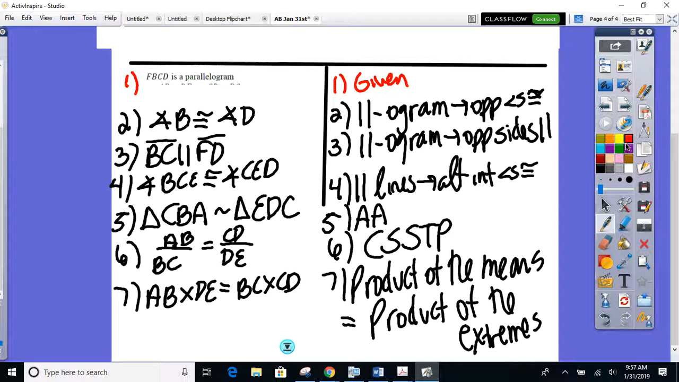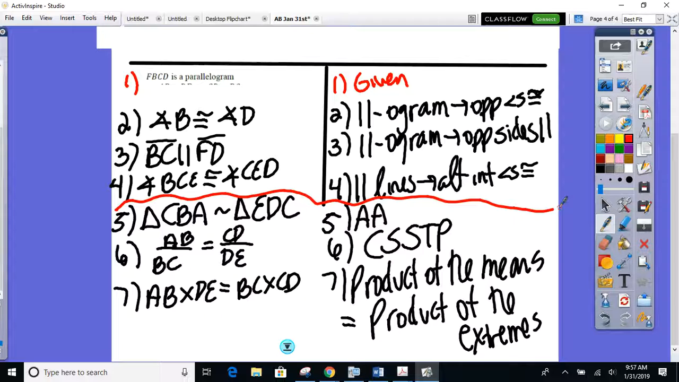Guys, please, please, please make sure we know the correct order here for tomorrow. Am I going to go all the way to means and extremes? Maybe. Am I going to go all the way to CSSDP? Maybe. But just make sure you know the order it's got to go in and the statement that's got to go with it. Questions there?